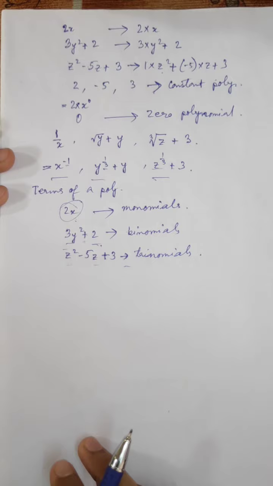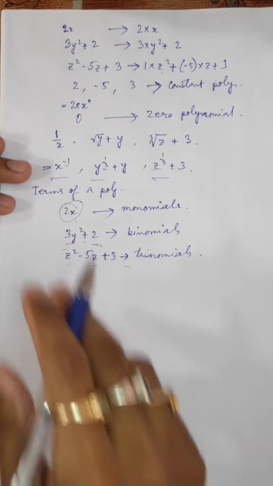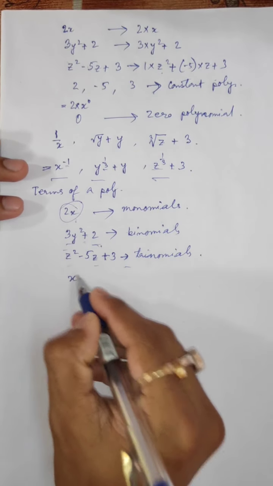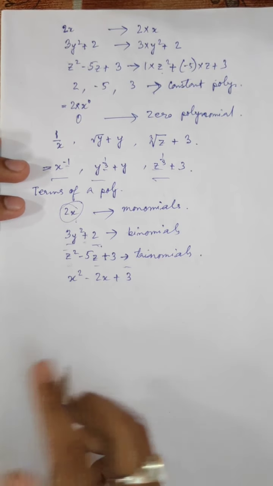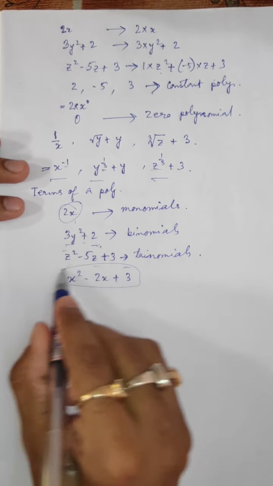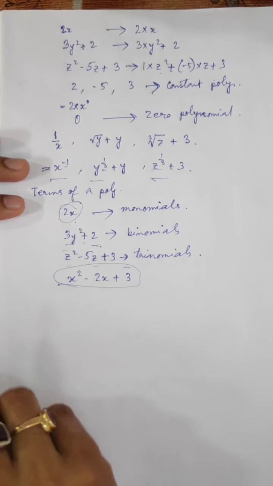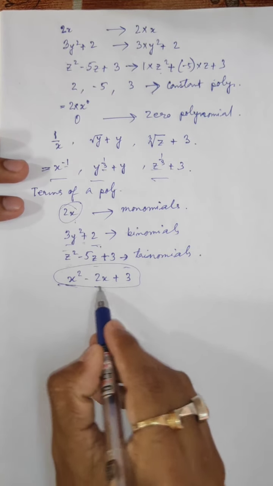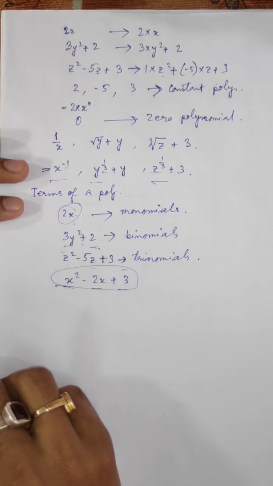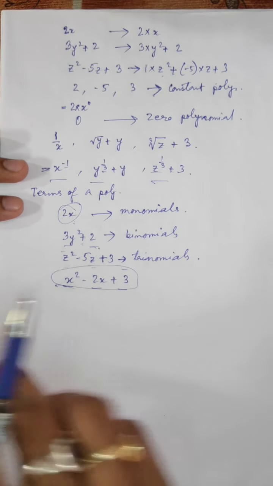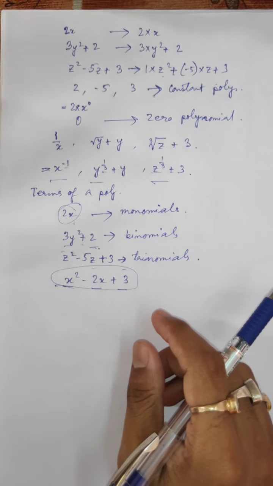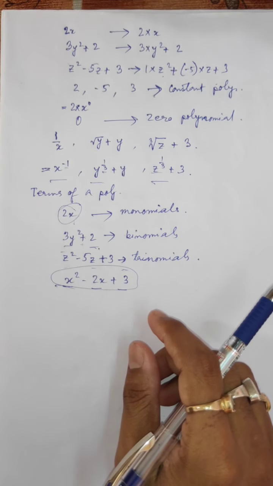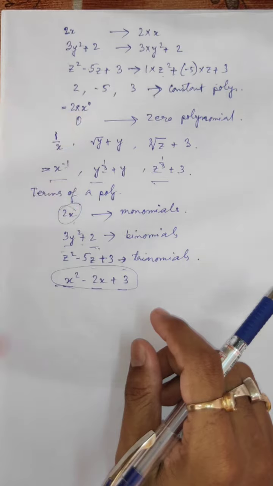Alright, this way we can find the terms of the polynomial. Now if I write a random polynomial, say x square minus 2x plus 3, this is the polynomial. The whole expression is called the polynomial, and x square, minus 2x and 3 are the terms of the polynomial. There are three terms, so this is a trinomial. If it is more than three terms, in general these are called polynomials.